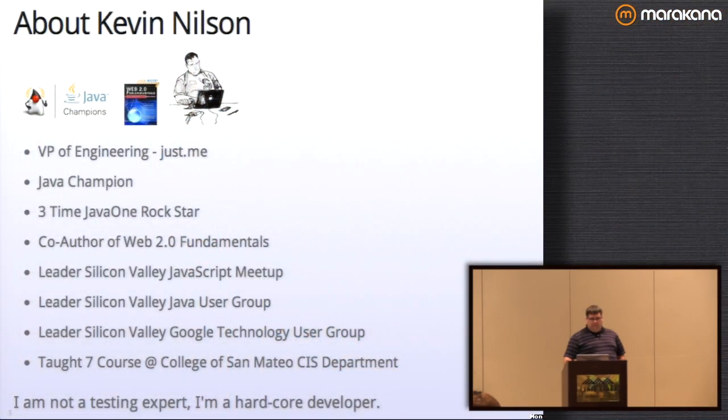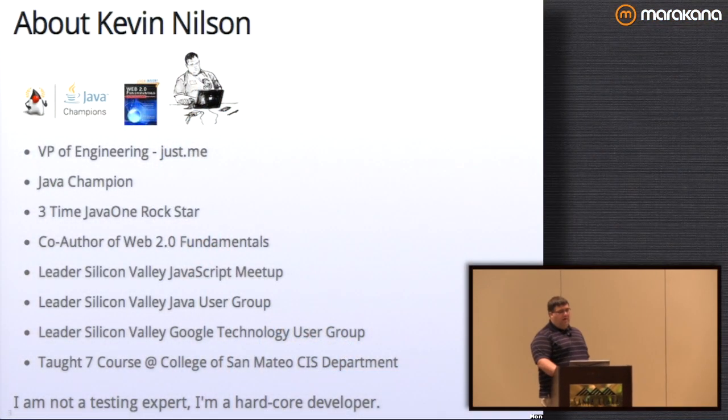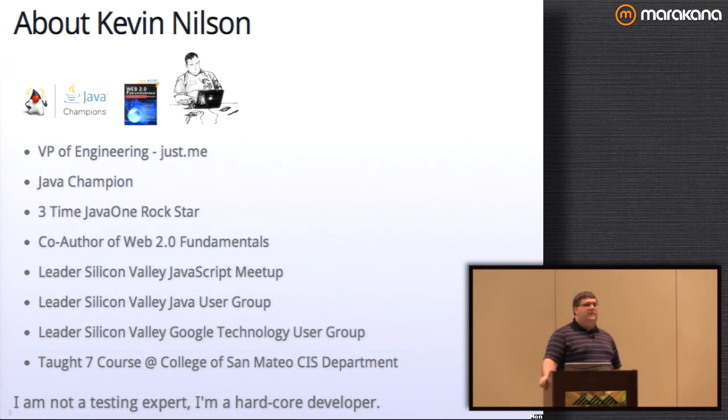So a little bit about me. I'm the VP of Engineering at Just Me. Just Me is in the mobile social space. We do iPhone, Android, HTML5. For myself, I'm a Java champion and a 3-time JavaOne Rockstar. So this is actually a JavaOne Rockstar talk. Everybody loved it at JavaOne, so I hope you love it again today. I wrote a book, Web 2.0 Fundamentals, and I run three big user groups that have thousands of people. All meet at Google: the Java user group, the JavaScript meetup, and the Google developer group. If you are local, you should think about attending those, and we run events every month.